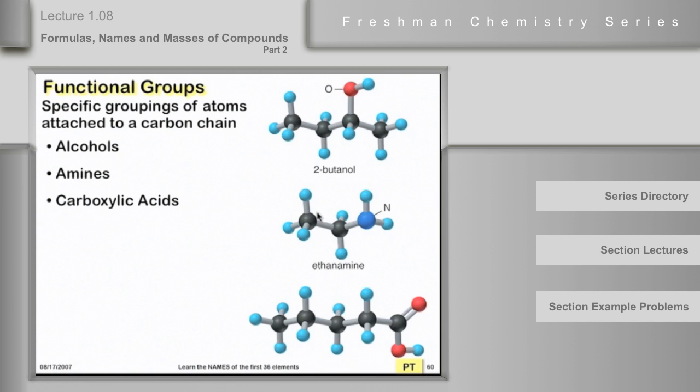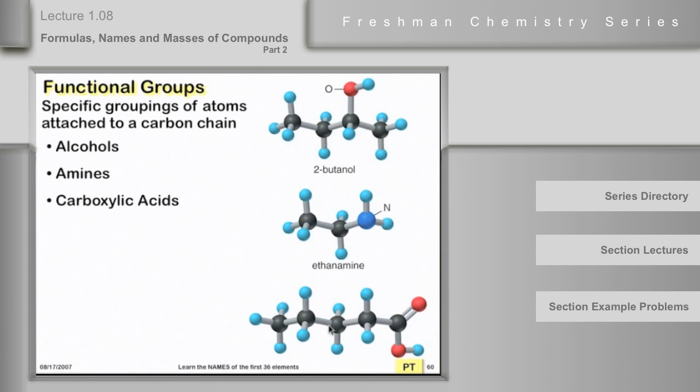Okay? The second one, which we won't do much with, is amines, where instead of an OH group, we put an NH2 group. And this would be ethane amine here. It has an NH2 group in place of one of the hydrogens of ethane. We won't do much about that.